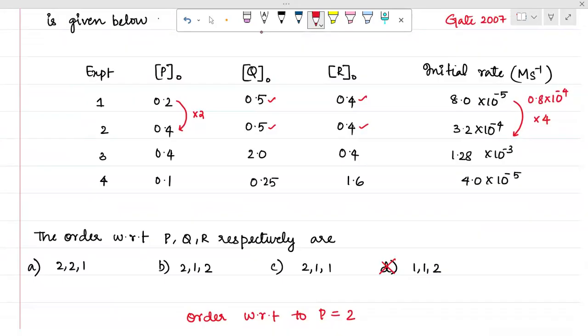Now we need to find a relation where Q is changing, but P and R is not. For example, let's take this one. So if you can see, our Q is changing from 0.5 to 2, which is 4 times. But your R is not changing. Your P is also not changing. These are kept constant. So when P and R are kept constant and Q is changing 4 times, what is happening to the rate? See what is happening to the rate?